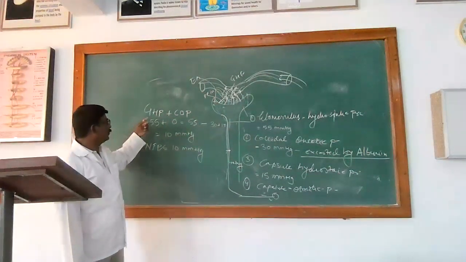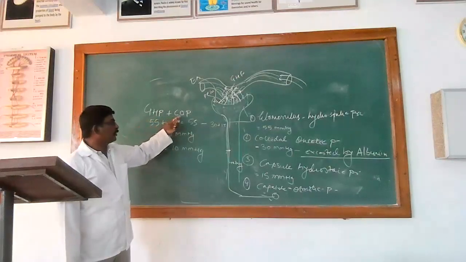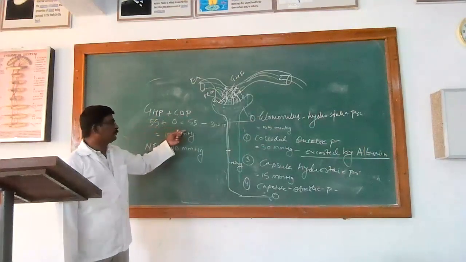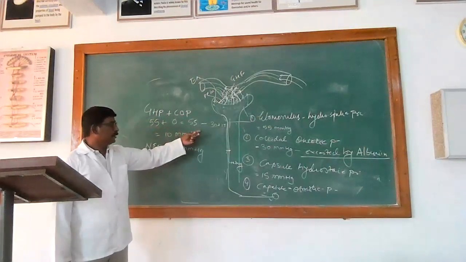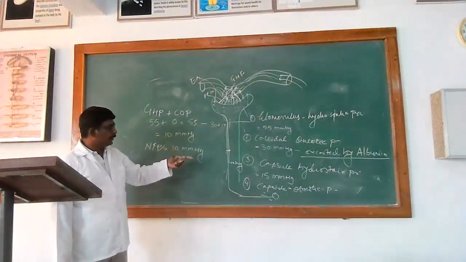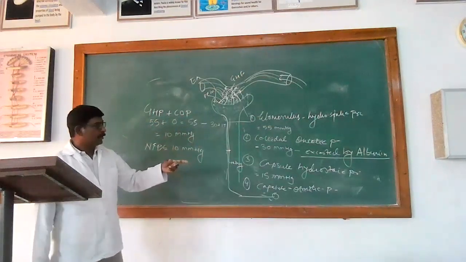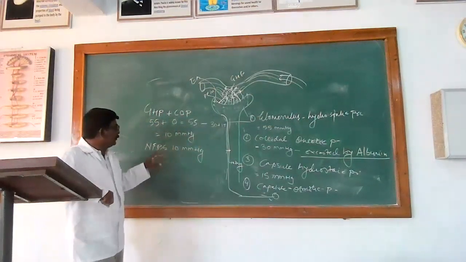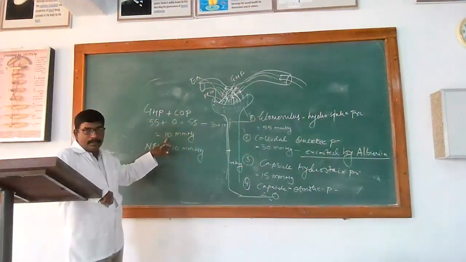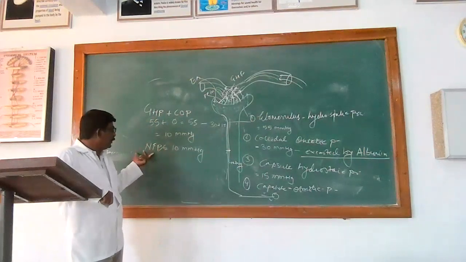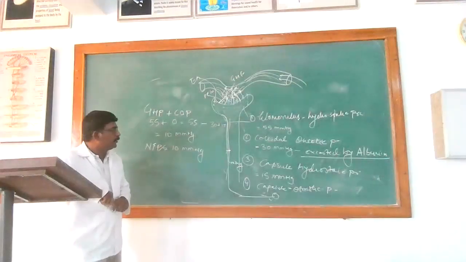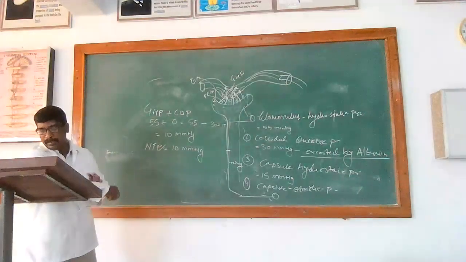So this glomerular hydrostatic pressure plus the capsular oncotic pressure, this 55 plus 0 equals 55, minus this 30, that is the colloidal oncotic pressure, and the capsular hydrostatic pressure, which is 15. So total 55 minus 45, it is 10 millimeters of Hg. So here the net filtration pressure is 10 millimeters of Hg. Right. So up to this is clear to you.